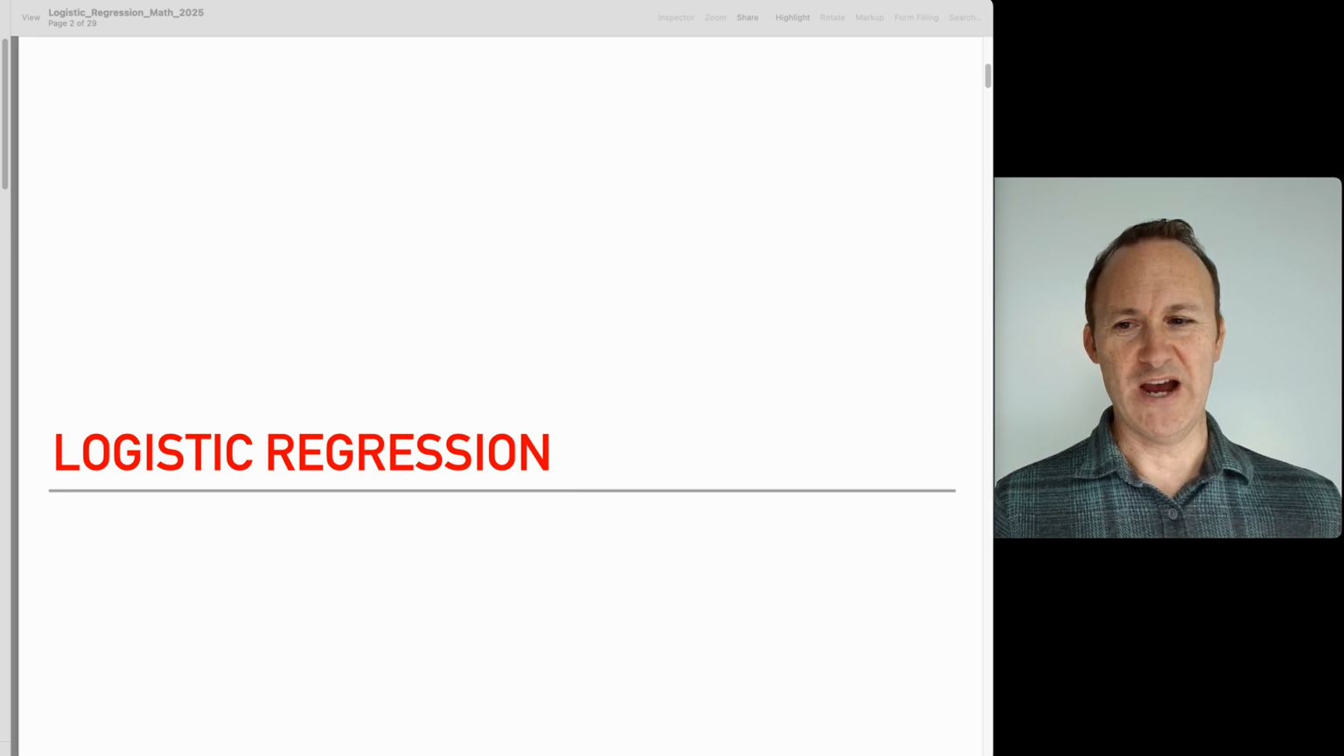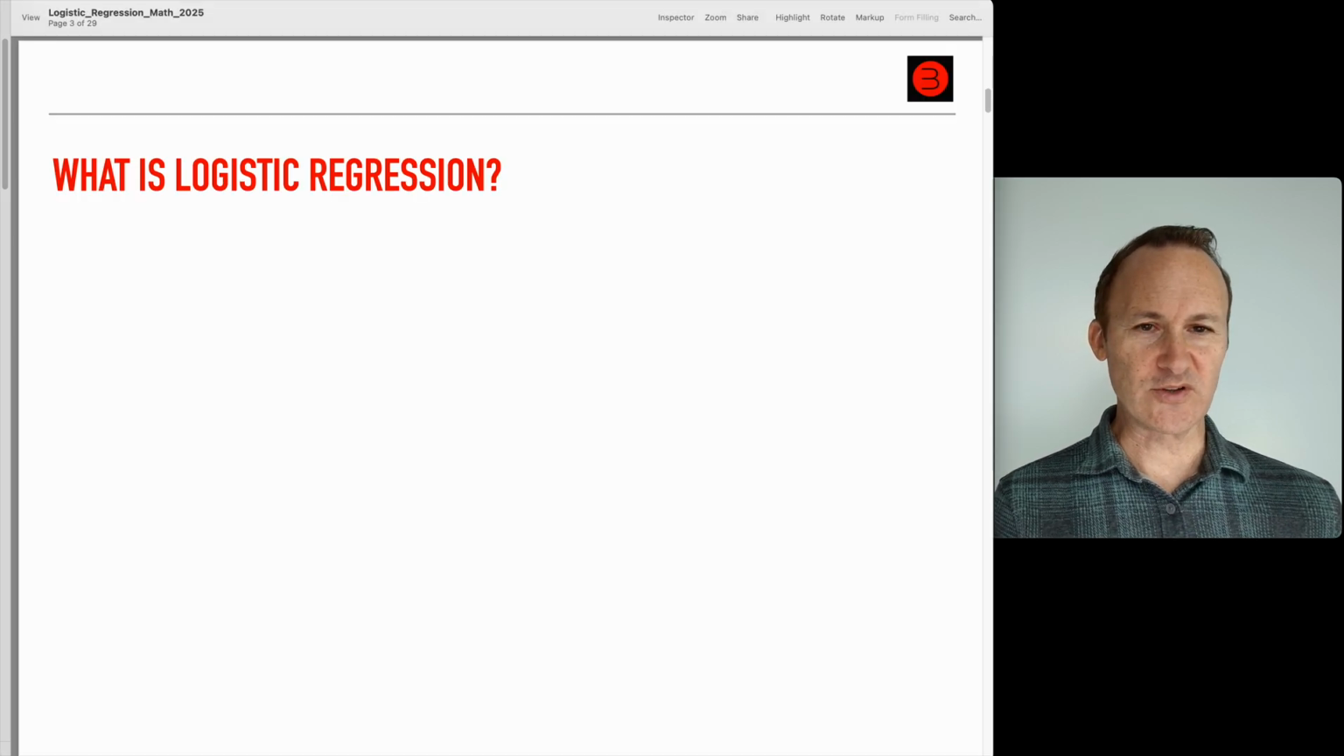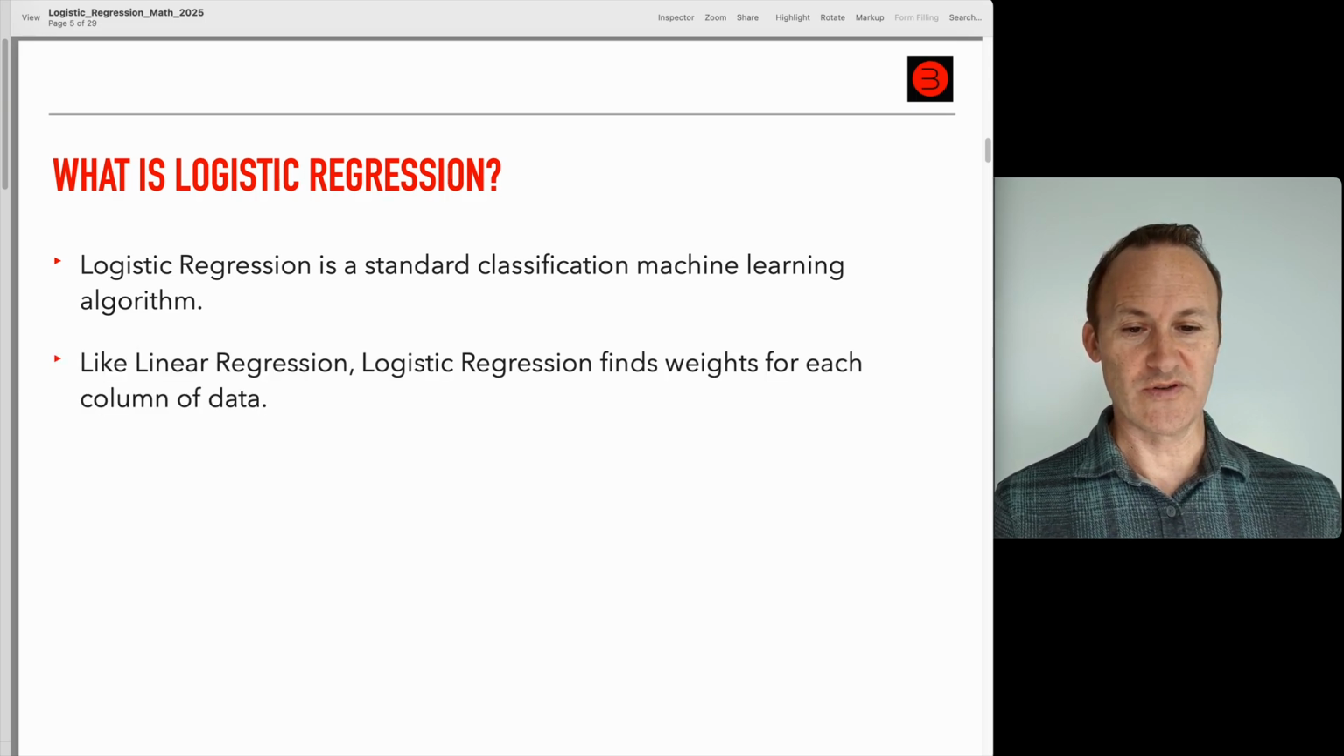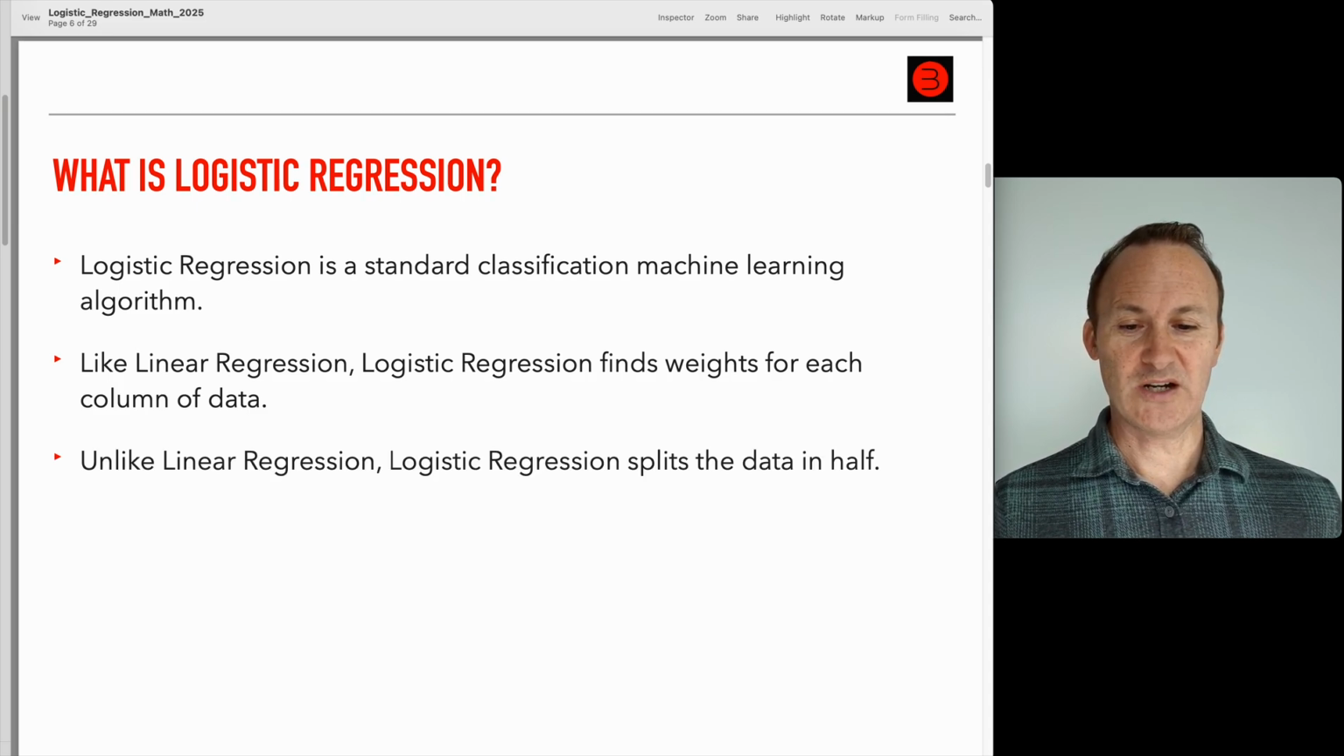Let's learn about logistic regression. So what is logistic regression? Logistic regression is a standard classification machine learning algorithm. Like linear regression, logistic regression finds weights for each column of data. So far, they're the exact same. But unlike linear regression, logistic regression splits the data in half.